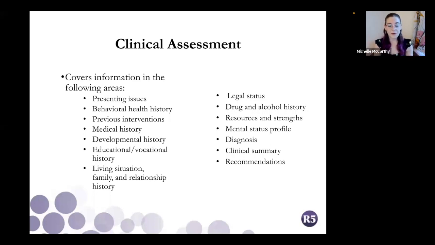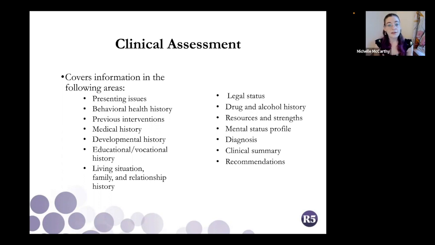All of those pieces are going to help us clearly and specifically identify what the client needs to work on, what we need to do for the client to help them, and then what their diagnosis or diagnoses may be.